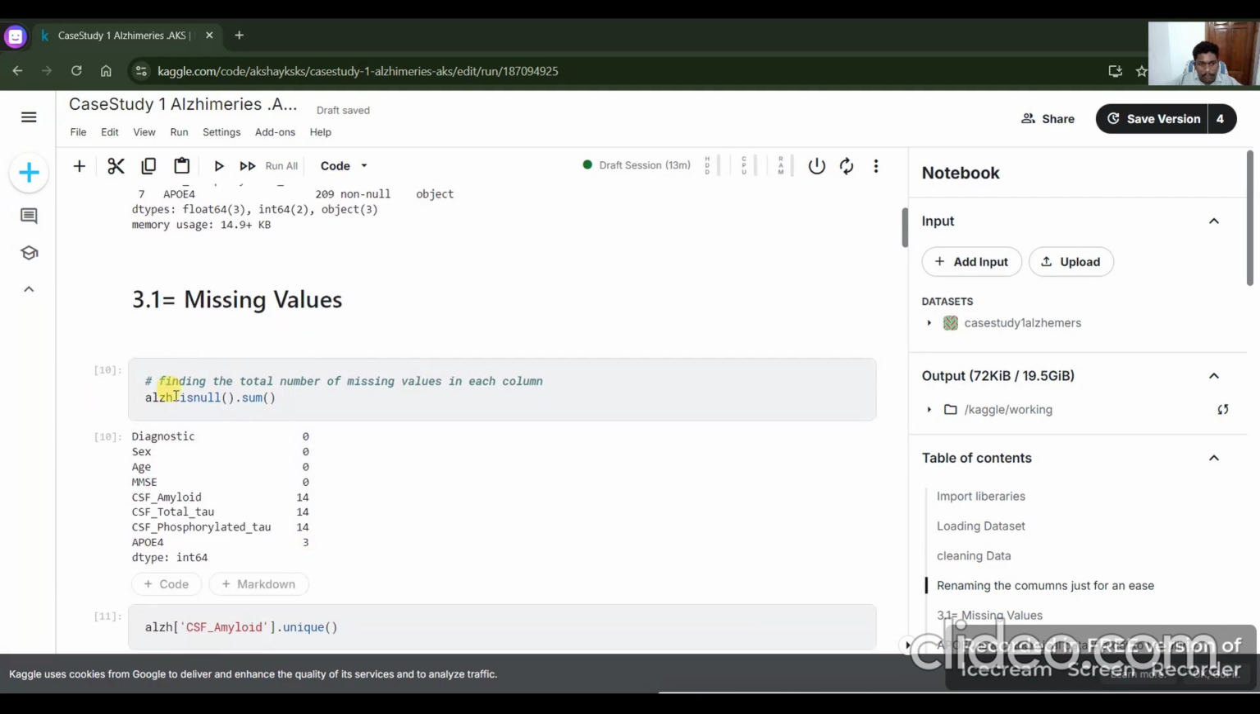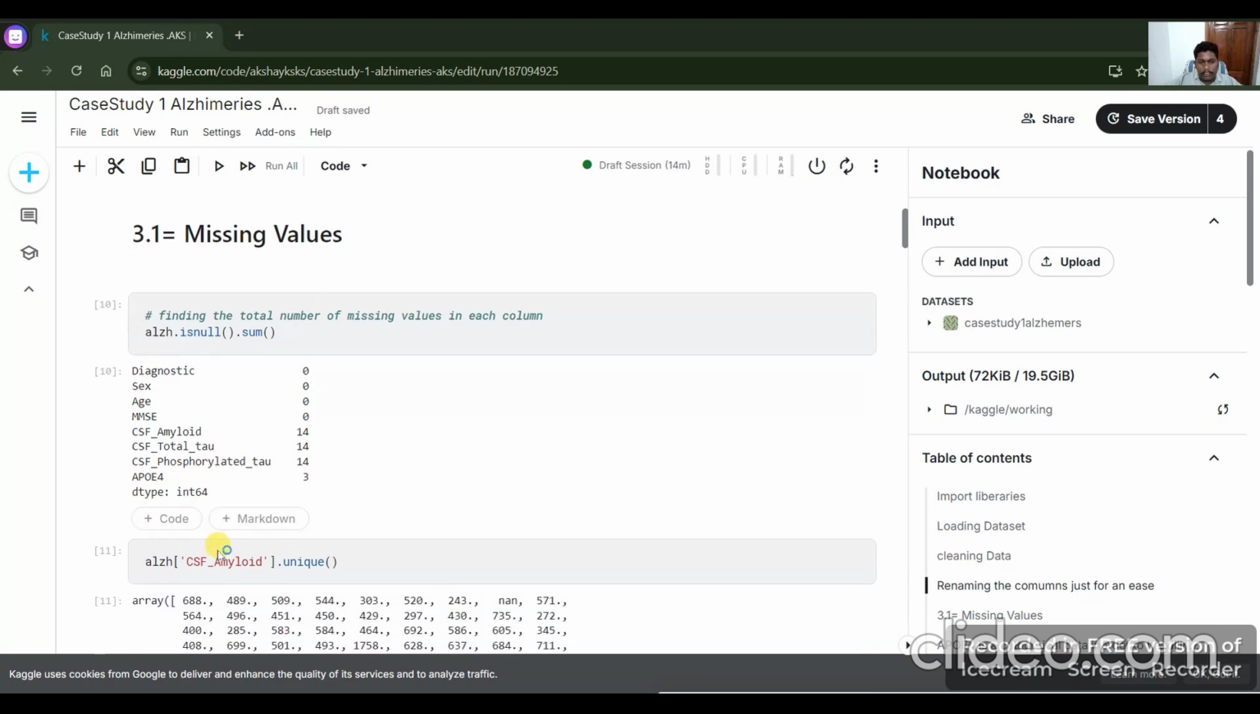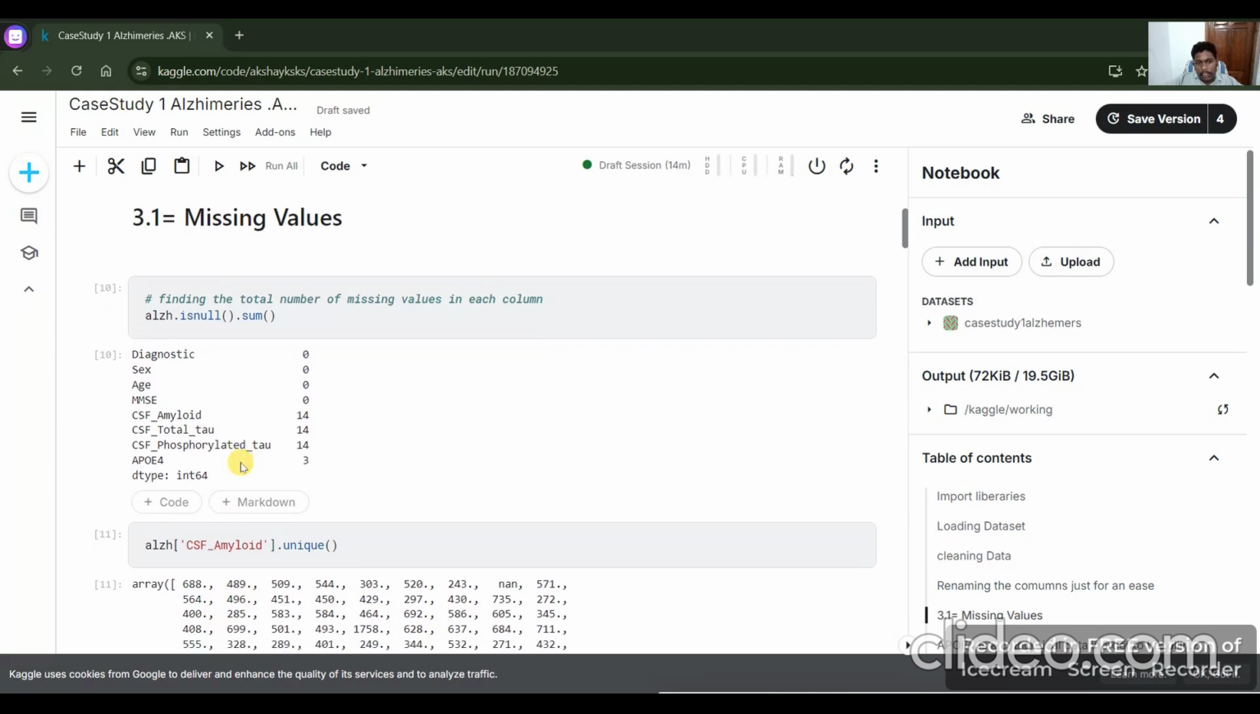For missing values we use alz.isnull().sum(). This is the missing value code. The missing values are: diagnosis 0, sex 0, age 0, MMSE 0, CSF_amyloid 14, CSF total tau 14, phosphorylated tau 14, APOE4 43, with data type int64.